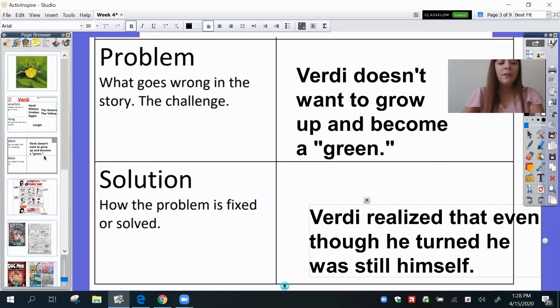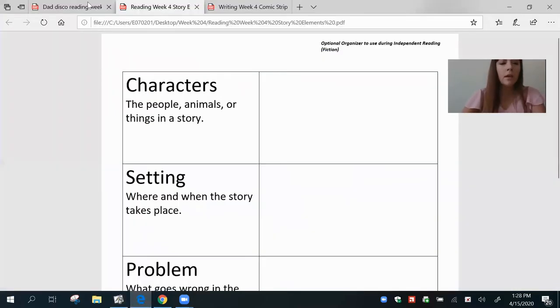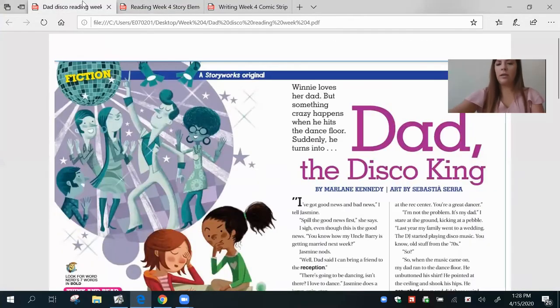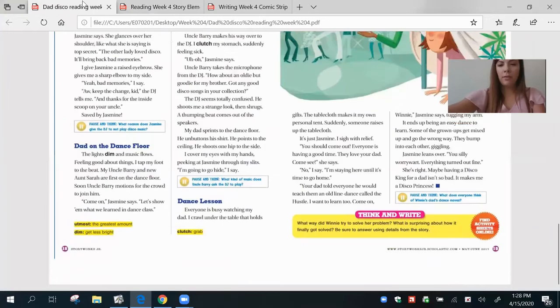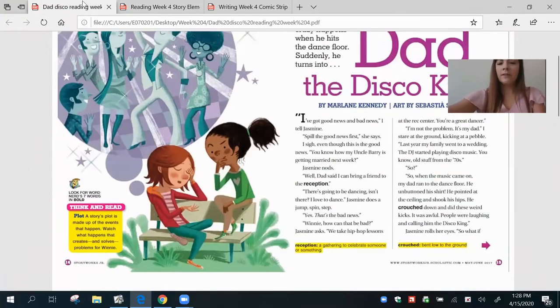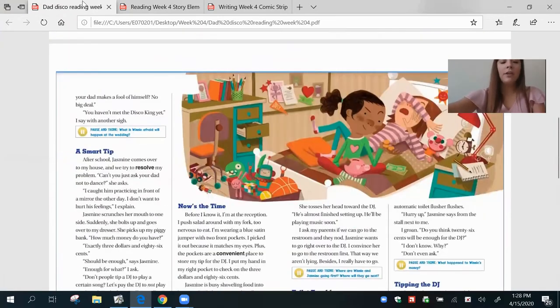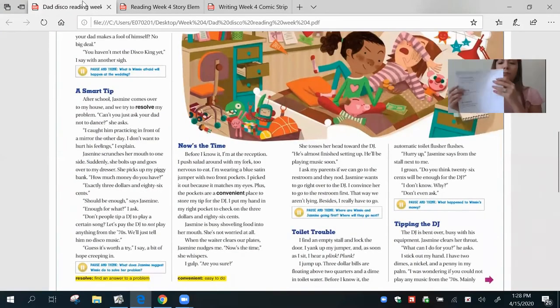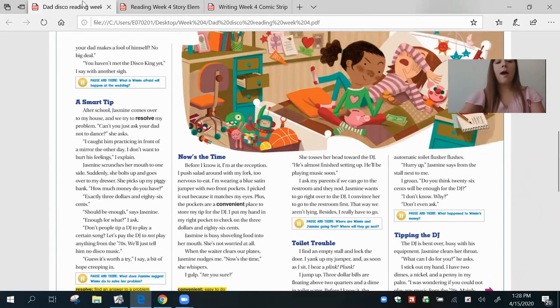So you are going to fill out this same sheet here, but you are going to be using the story Dad the Disco Kid, okay? I think it's about 3 pages, yes. It's a fiction story. You're going to read it, and then you're going to figure out the characters, the setting, the problem, and the solution, okay?